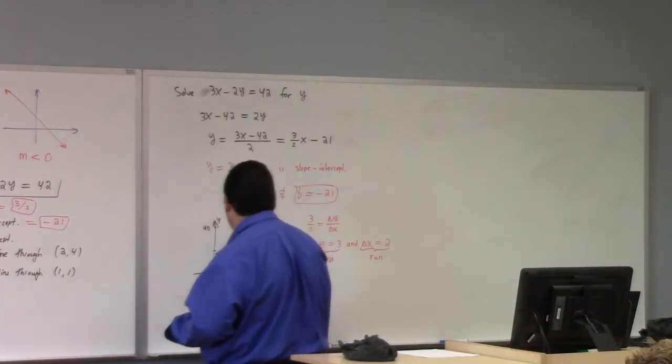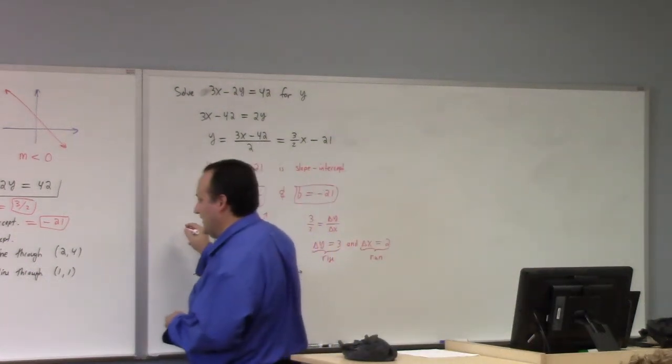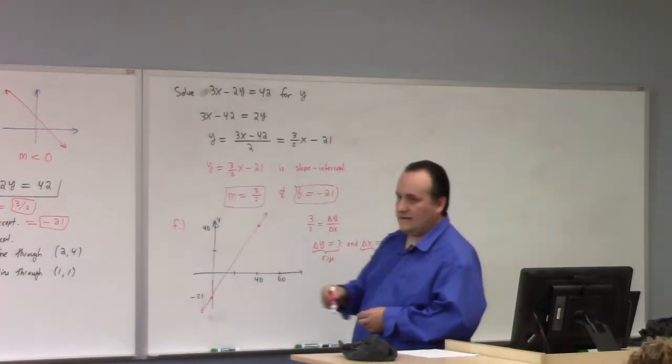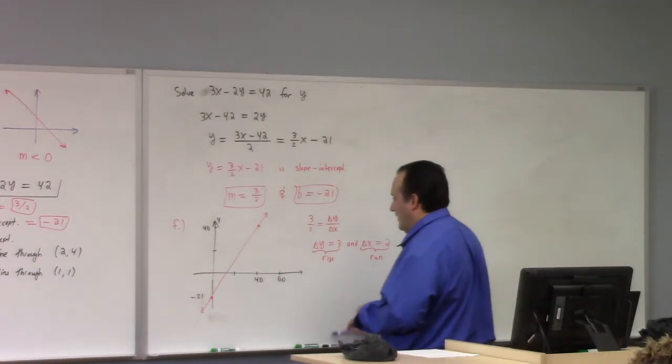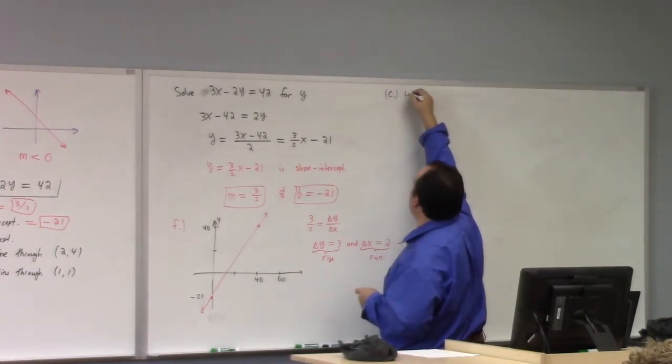So there's the graph. I seem to have answered part F before, now we've got to go back and do C, D, and E, right? So how about C? Can you guys tell me how do we find the X-intercept? Part C here. Can you guys tell me?